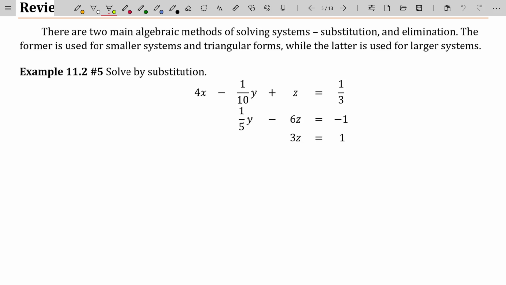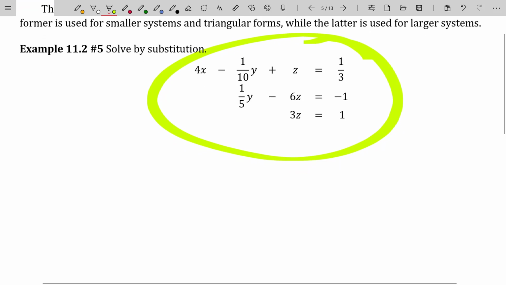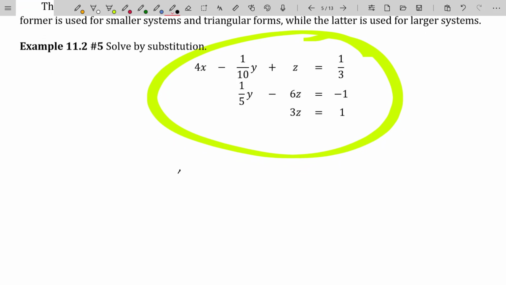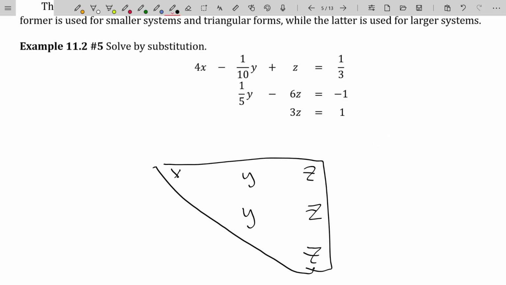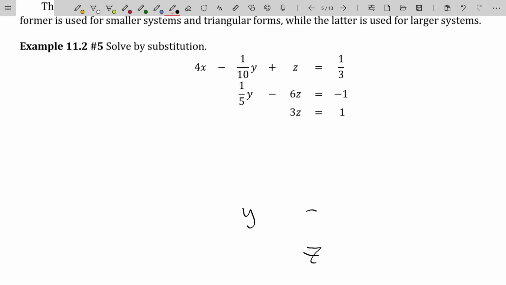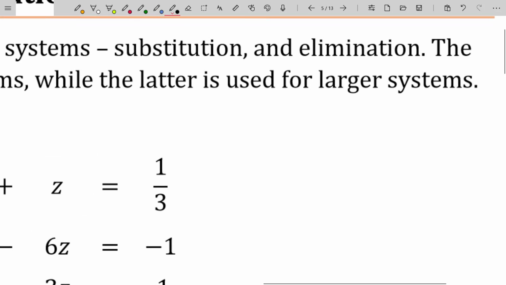And what I mean by triangular forms, well, this right here is a triangular form, which means that it's kind of staggered, where you have something like x, y, z, and then y, z, and then z. Notice it's got this triangular look to it. And that's exactly what this is. This looks like a little triangle right there. So this would be considered triangular form. And so again, substitution is great for that, but elimination is used for larger systems.